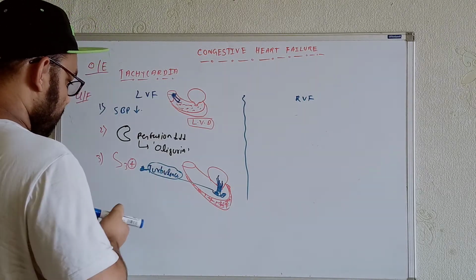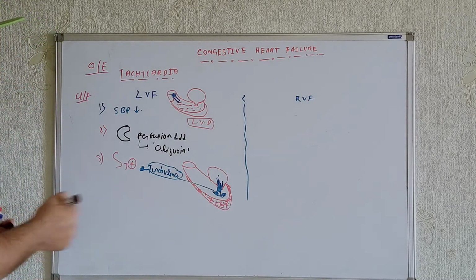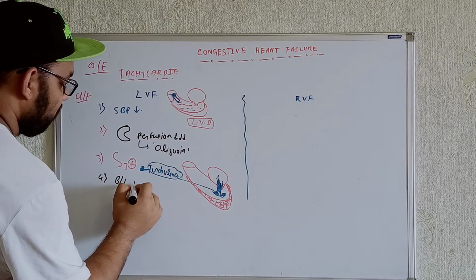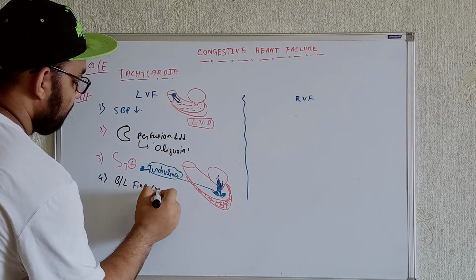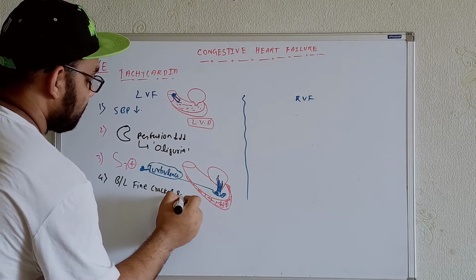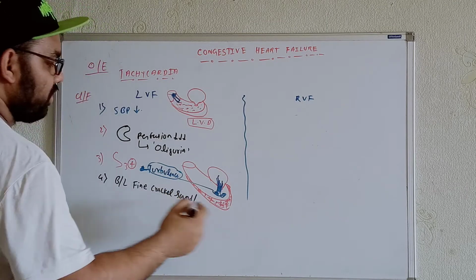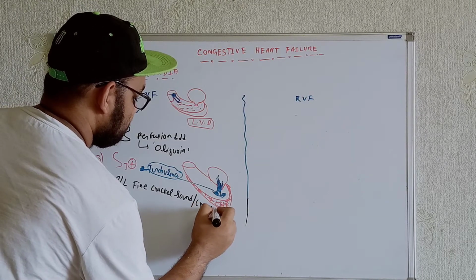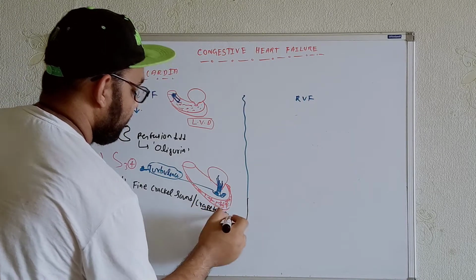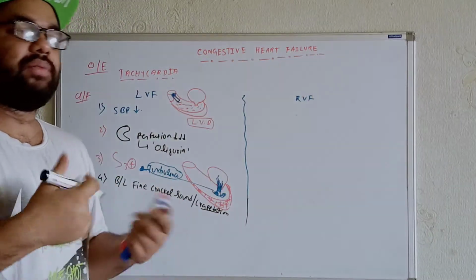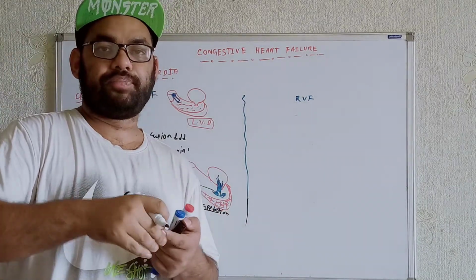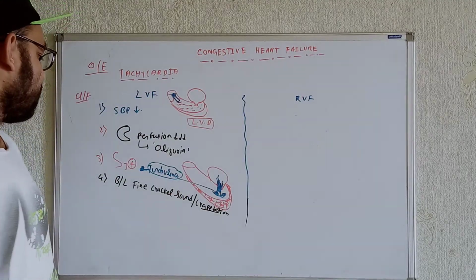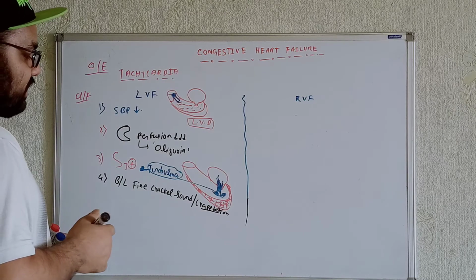Okay. Now we will also be able to hear bilateral fine crackle sounds, or you can say crepitations. For example, when we are opening a covering of some object, at this time we can hear this crackle sound, or you can say the crepitations. So bilateral fine crackle sounds we can hear in these conditions.